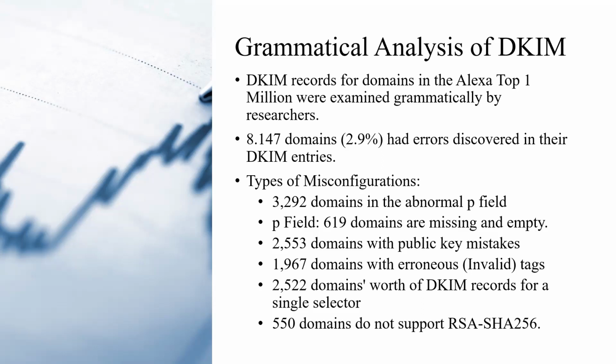Altogether, in total, 8,147 domains, in which some of them have public key mistakes and invalid tags, some of the domains do not support RSA SHA-256, and some of them have a missing, empty or abnormal P field. Altogether, the researchers have analyzed 2.9% of the data as errors.